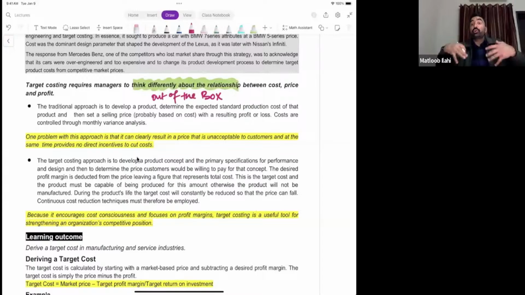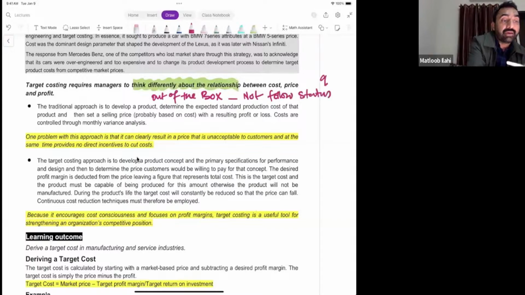You don't follow the status quo. Rather, you reinvent the way of looking at the cost.